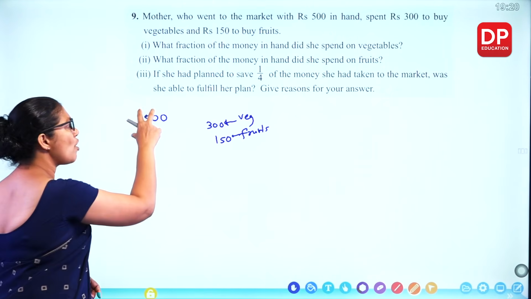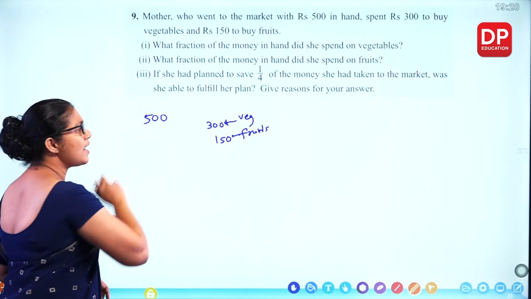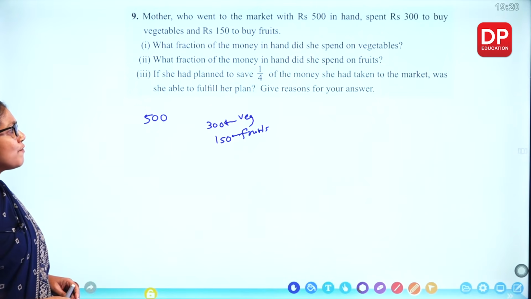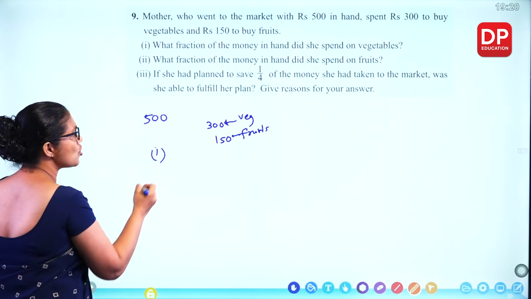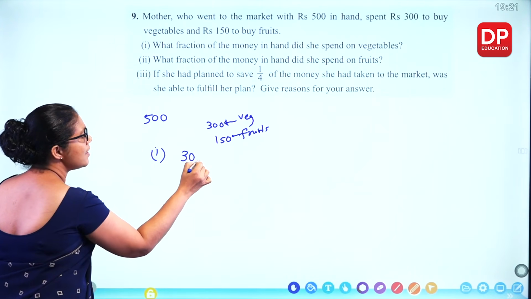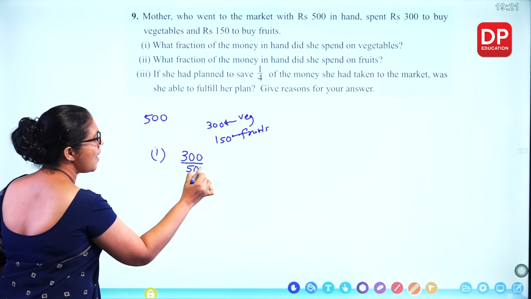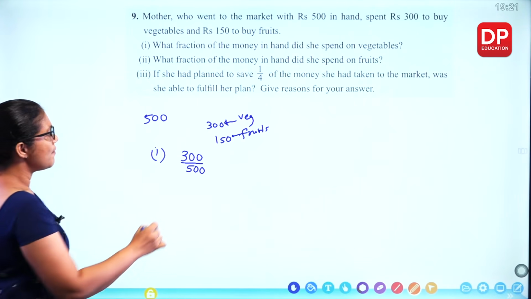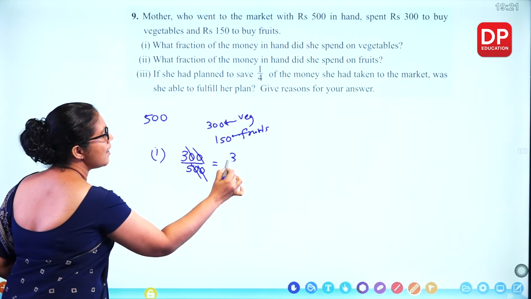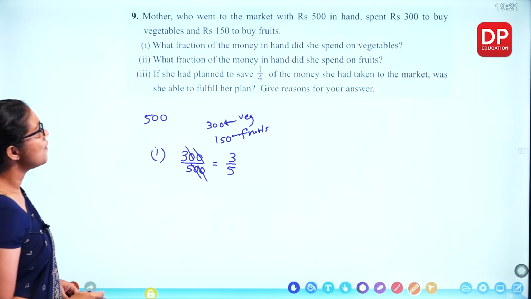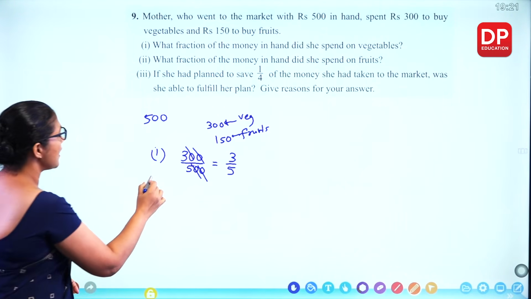So out of 500, 300 rupees she spent for vegetables. So what is the value as a fraction? 300 out of 500. Now you can simplify. These two zeros get cancelled out. You can write 3/5. What's the second part?